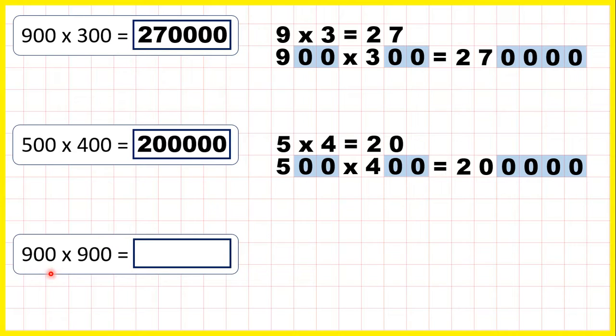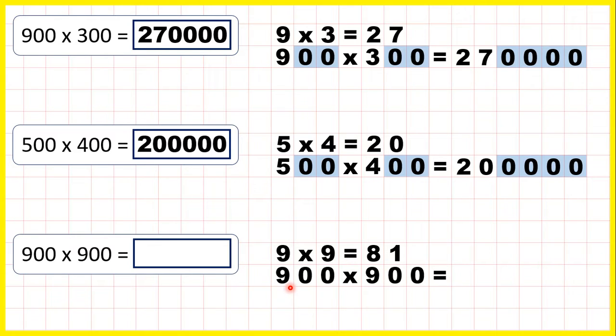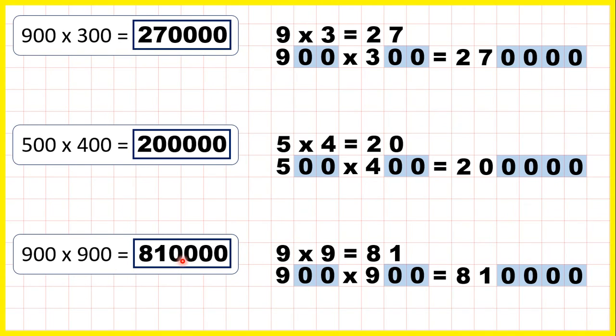Now for 900 times 900, we know that 9 times 9 is 81, so 900 times 900 is 810,000. That's because 9 times 9 is 81, and then we need 4 end zeros because there are a total of 4 end zeros in the question. So 900 times 900 is 810,000.